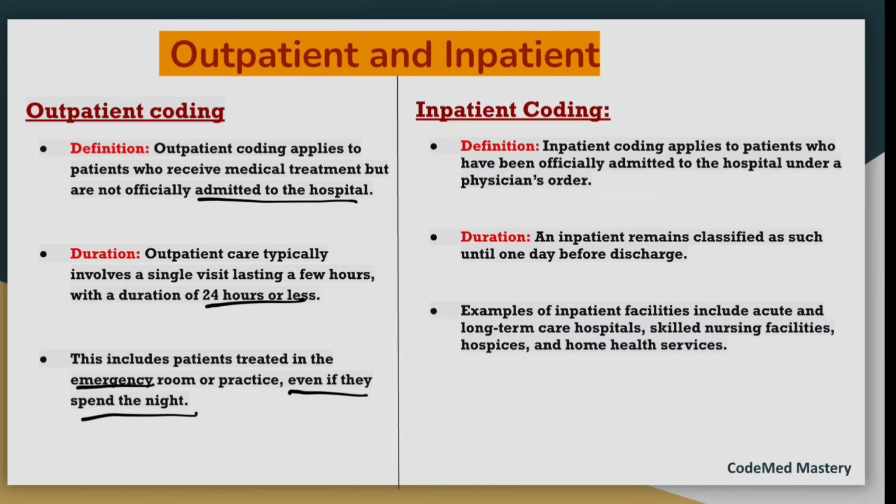Next is inpatient coding. The definition is, inpatient coding applies to patients who have been officially admitted to the hospital under a physician's order. So, here they are admitted, that is inpatient coding. So, a patient will be considered inpatient until 1 day before discharge. Next, examples of inpatient facilities are acute and long-term care hospitals, skilled nursing facilities, hospice and home health services. All these belong to inpatient coding. Don't forget to take notes.